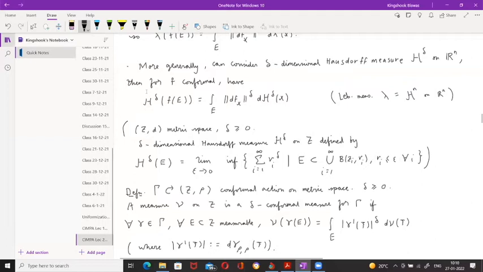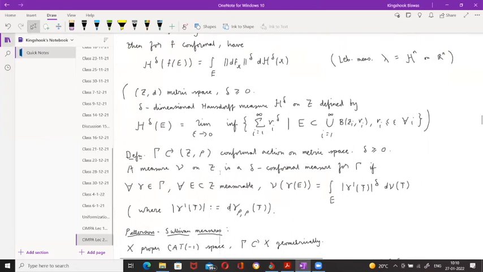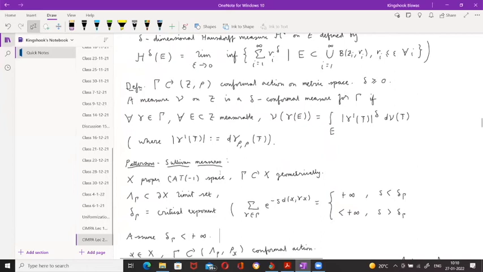Okay. So this makes sense for any metric space and for any positive real number delta. Now, we can define what is called a conformal measure. So suppose gamma is a group which acts by a conformal action on a metric space, Z, rho.